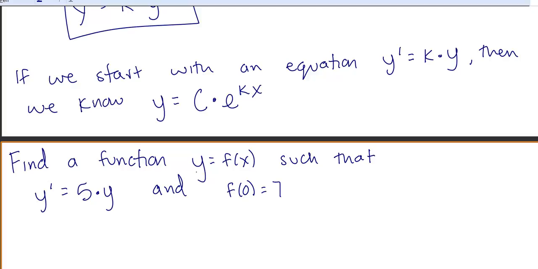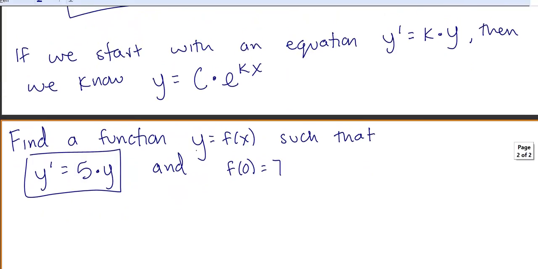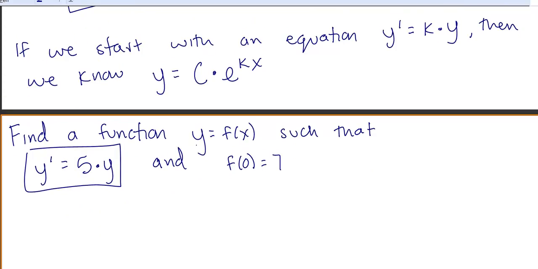So what we're actually going to do is find examples like this, where we want to find a function y equals f of x such that we have this differential equation. So we start with a differential equation, an equation that involves y and its derivative. And then we want to get back to, what would our original function have been that lets us do this? So we're going to start with our result we found up above. So if y prime equals some constant times y, then we know that y is equal to some other constant times e to the kx.